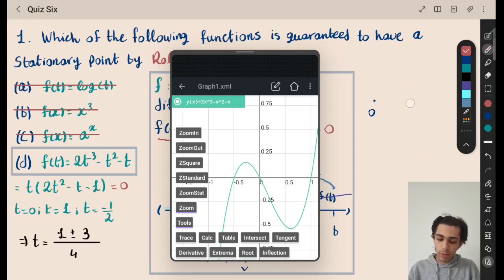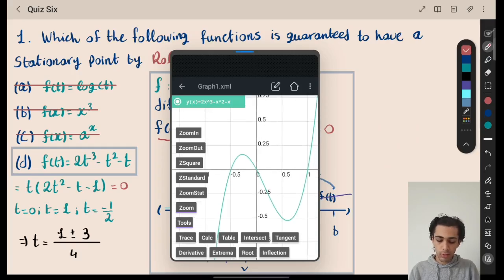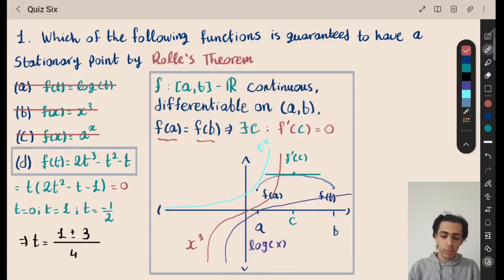Now I'm just showing you this so you can see it. And this is how we apply Rolle's theorem in general. I hope this was a good exercise for you, and I hope you learned many new things.